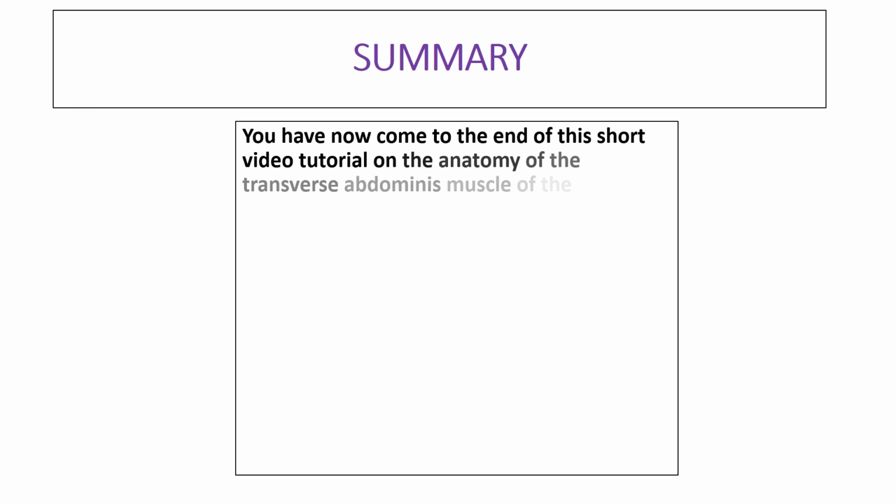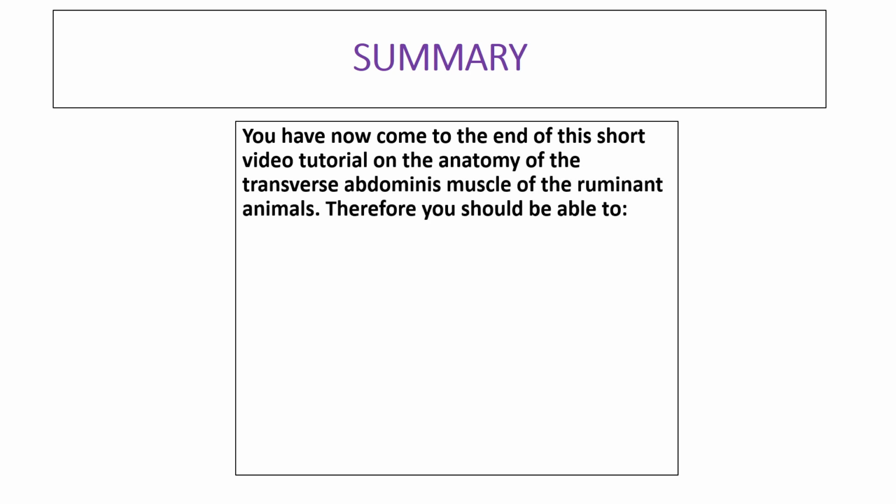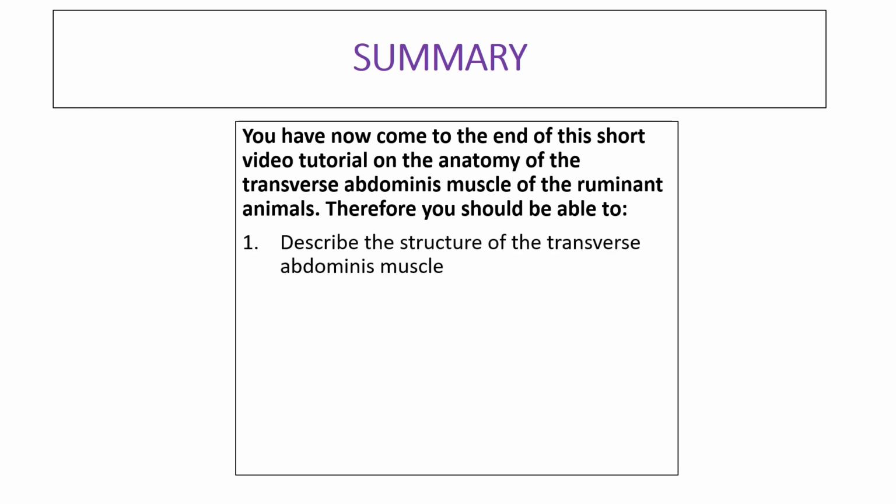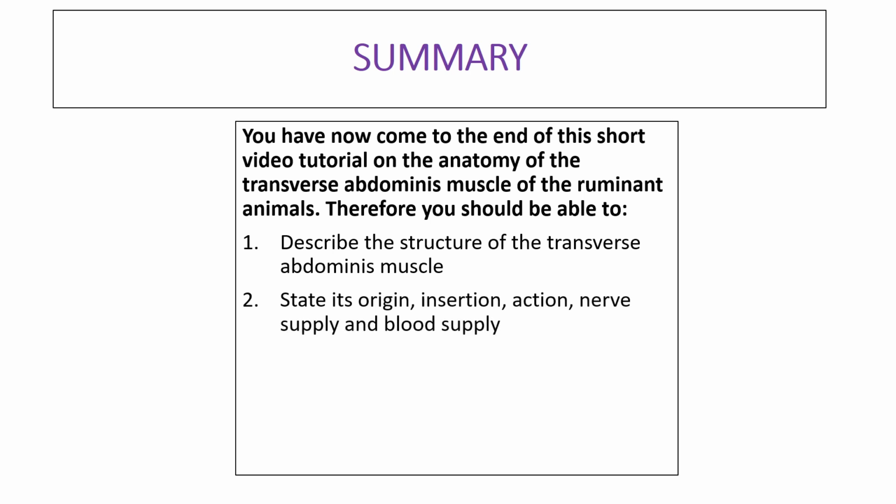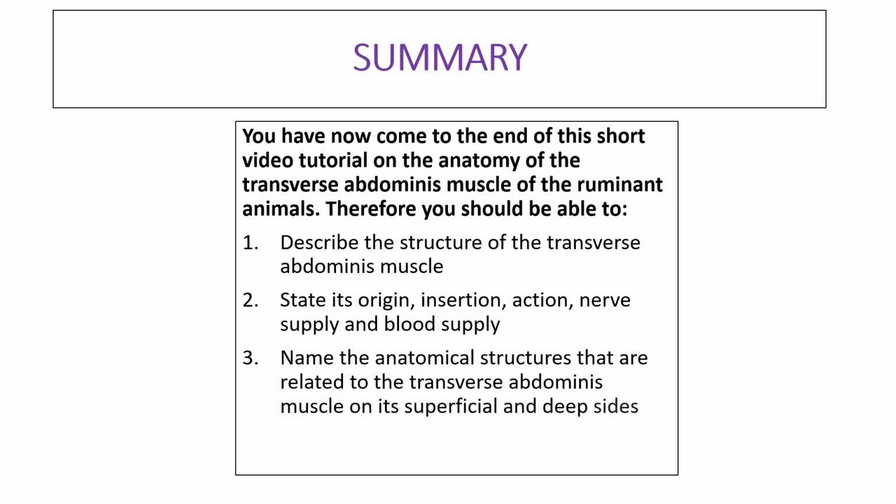You have now come to the end of this short video tutorial on the anatomy of the transverse abdominis muscle of the ruminant animals. Therefore, you should be able to describe the structure of the transverse abdominis muscle. You should be able to state its origin, insertion, action, nerve supply, and blood supply. And also, you should be able to name some anatomical structures that are related to this muscle on its superficial and deep sides.